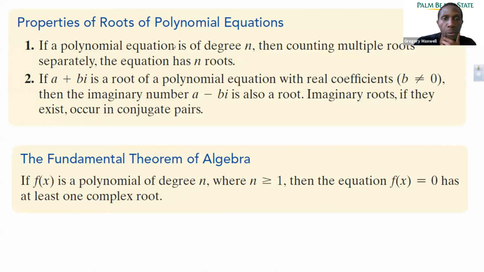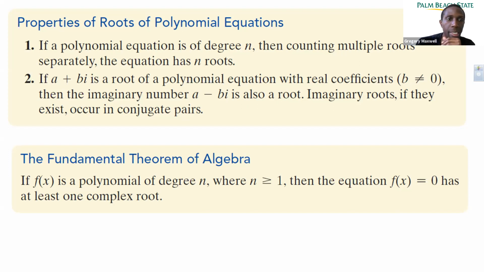If a polynomial equation is of degree n, then counting multiple roots separately, the equation has n roots. That means if it has degree 4, it will have 4 roots, not necessarily distinct. Some of the roots may be repeated. So let's say you have a root like 3, and 3 has multiplicity 5, and the polynomial is a degree 7 polynomial. Then you'll have 2 other roots somewhere. They could be the same number twice or 2 different numbers. In other words, you can count a root multiple times, and that counts.